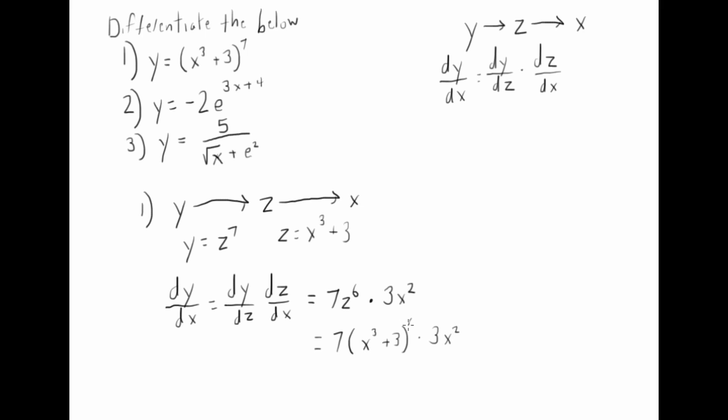Oops, I forgot to put the 6 up there. Let's add that. Now, if you wish, sometimes you'll see this rewritten. You can put the numbers together. 21x squared times x cubed plus 3 to the 6th.